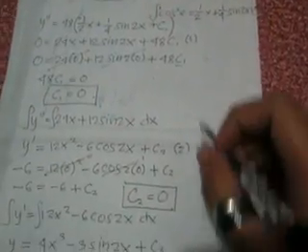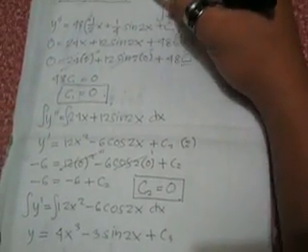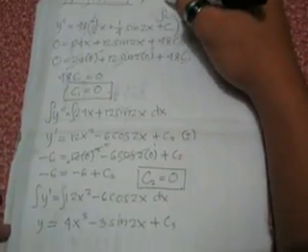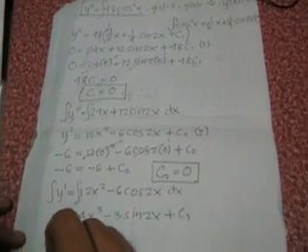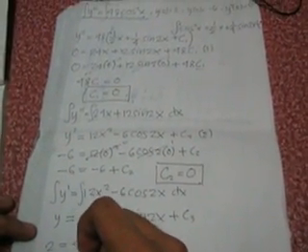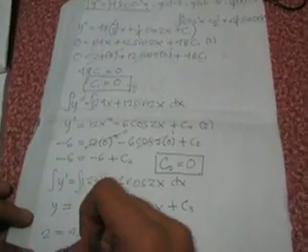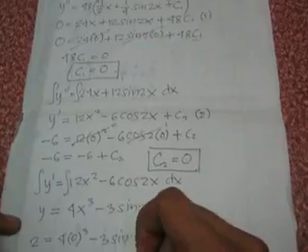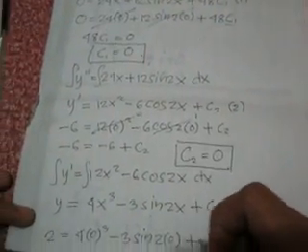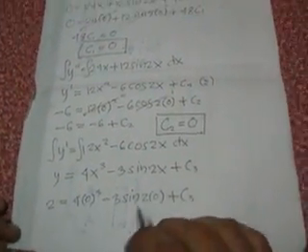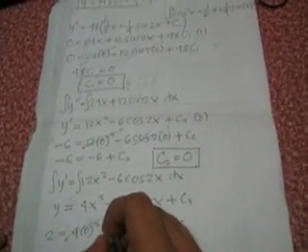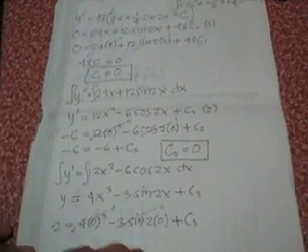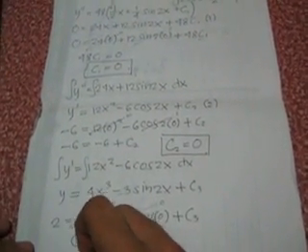Again, if x is 0, y will be equal to 2. So putting it in the equation, 2 is equal to 4 times 0 cubed minus 3 sine 2 times 0 plus c3. From this, you could get the value of c3. This will become 0. This will become 0. So now the value of c3 is equal to 2.